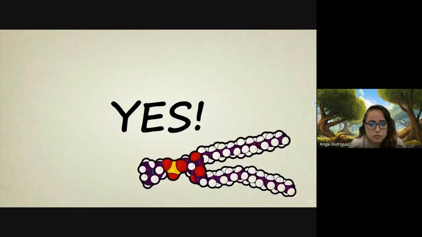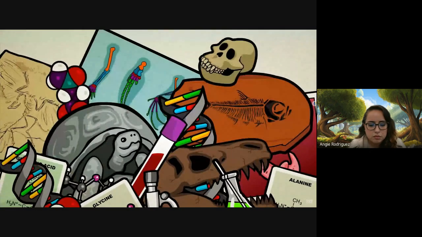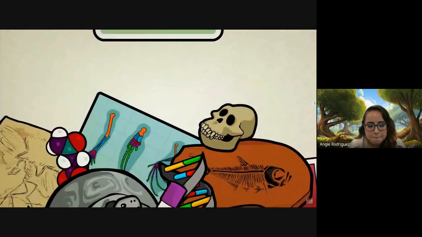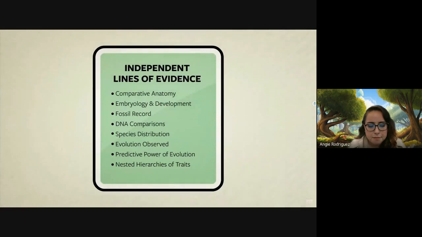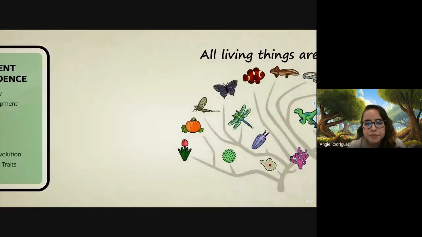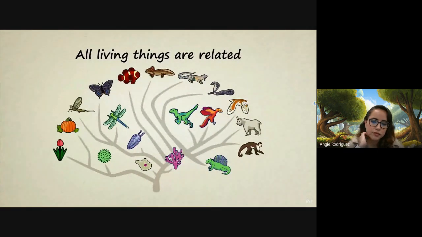Yes. There are so many observable facts from so many different fields of study that the only way we can even begin to talk about them is to group them into categories or lines of evidence. To keep things simple, here we'll focus on evolution's first claim that all living things on Earth are related.